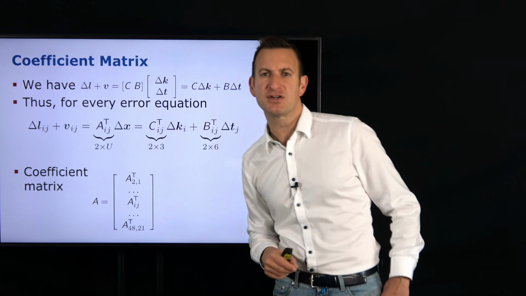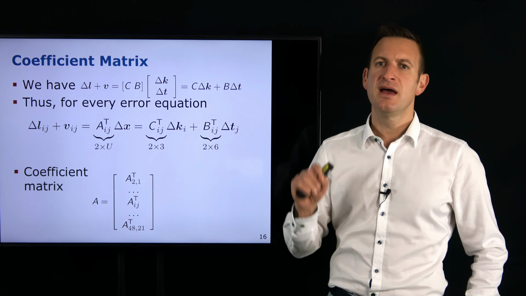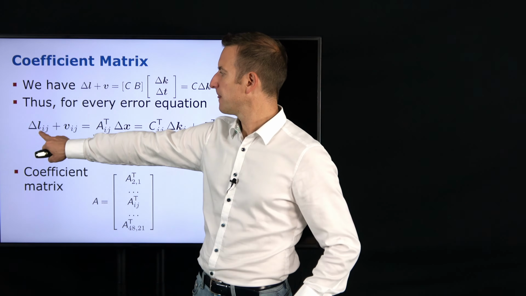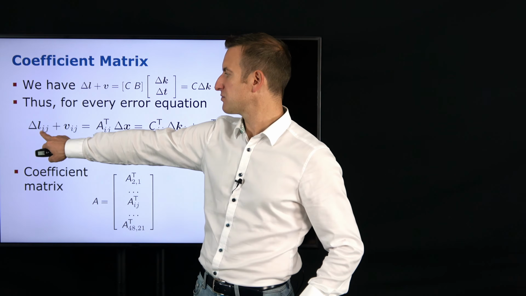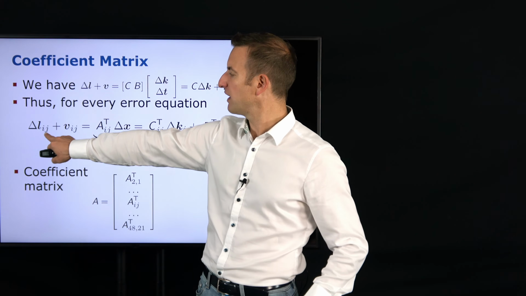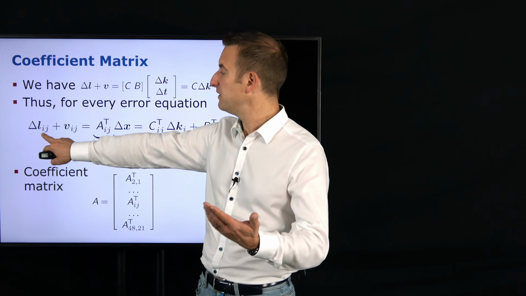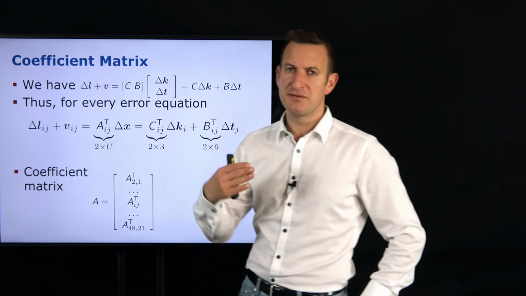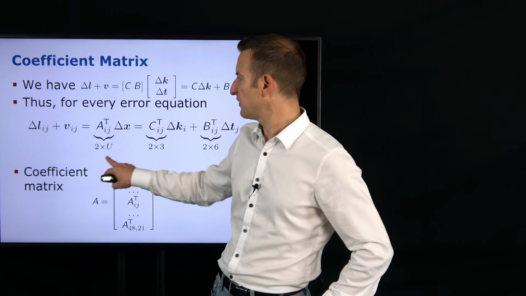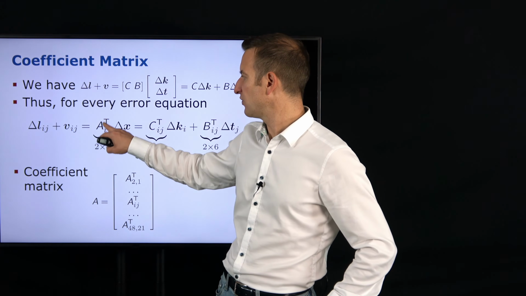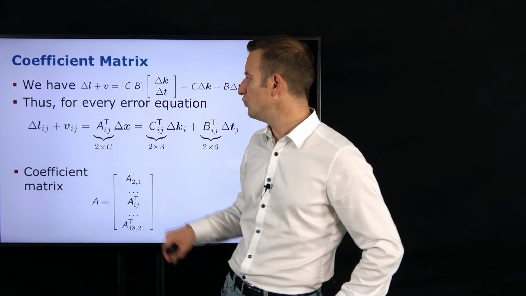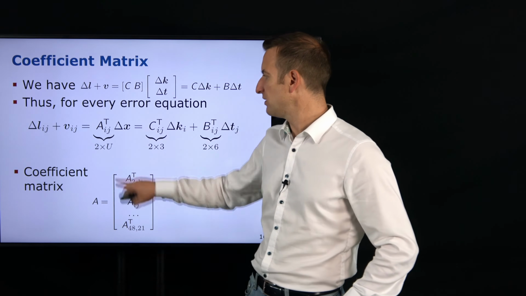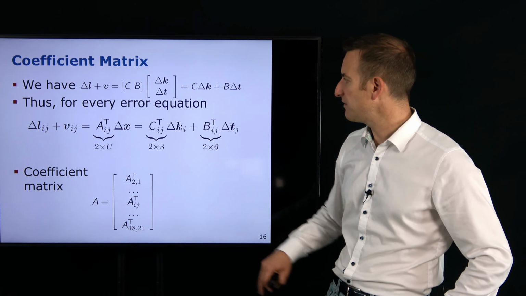Because it's a 2-dimensional observation, I'm observing the X coordinate and the Y coordinate of a point in an image. So for every observation ij, i is the 3D point that I'm observing and j is the camera image. For example, point 15 in camera image number 3 gives you a 2-dimensional vector of the observed x and y coordinate. As a result, this matrix A transposed ji is a 2 by u matrix because it's 2-dimensional, and this is the unknowns that I have.